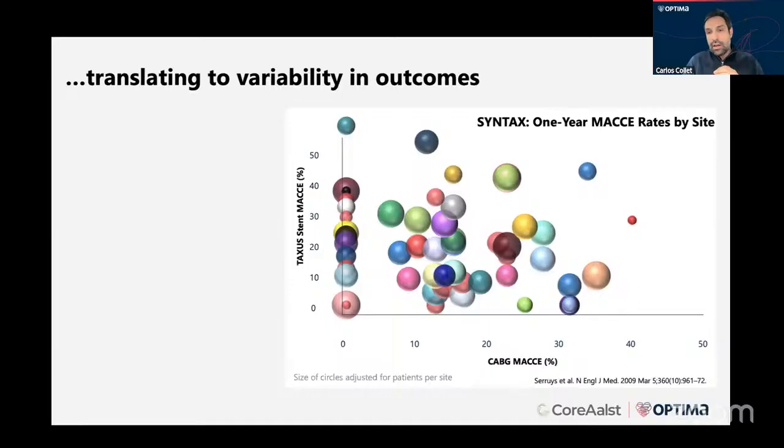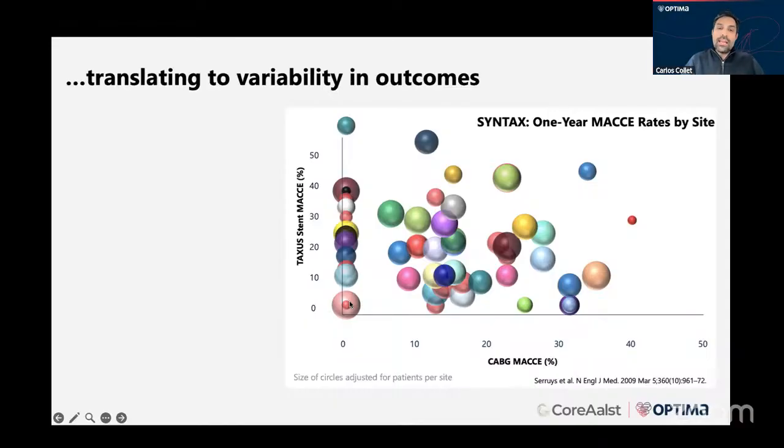This is landmark data from Professor Serruys' SYNTAX 1 trial, basically showing the variability in the distribution of the outcomes, which is a direct consequence of the variability in treatment or decision making. Every little sphere here is one hospital, one site. And you see that there were sites with a very high rate of MACE with surgery and almost zero rate with PCI, and vice versa.